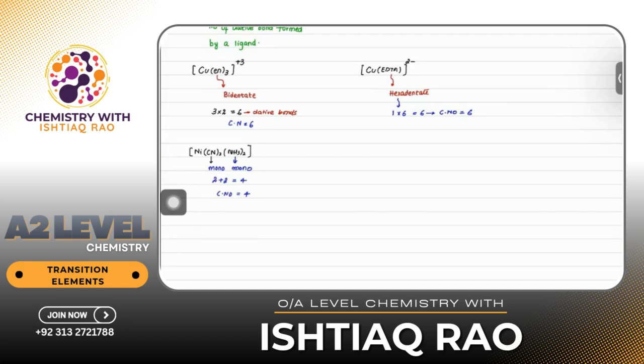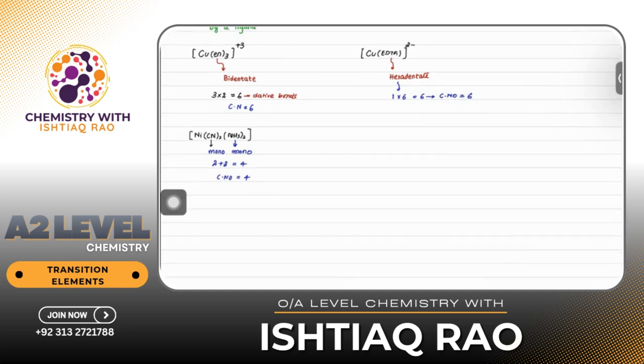Or else, let's say I'm going to give you this structure. Can you tell me this one? Chromium, then Cl2, and then H2O4. Can you tell me what will be the coordination number of this one?